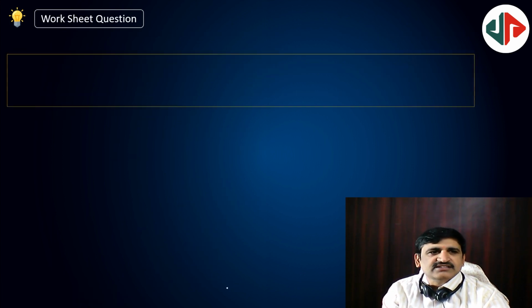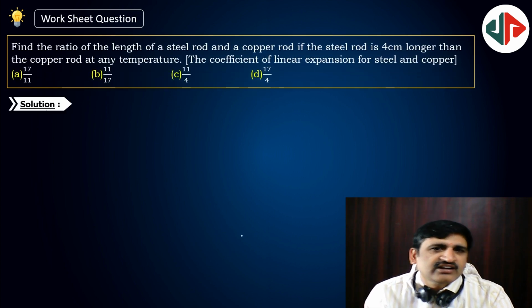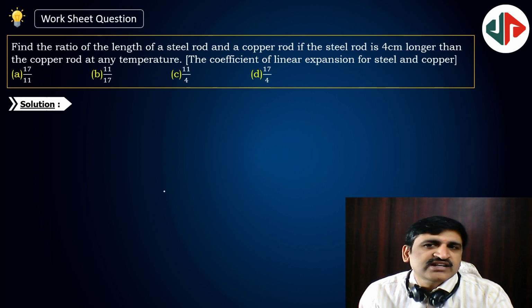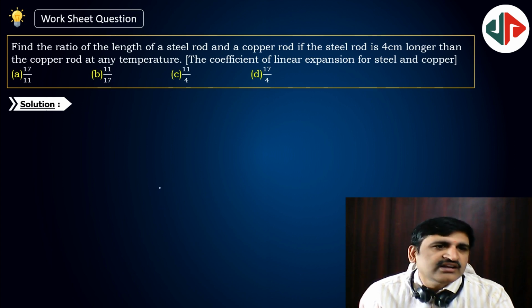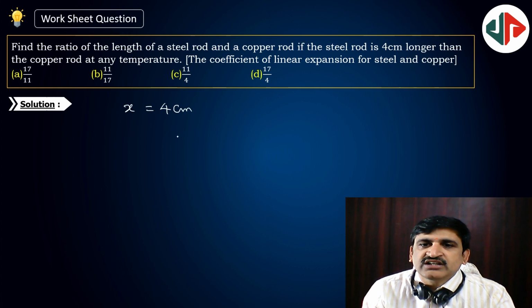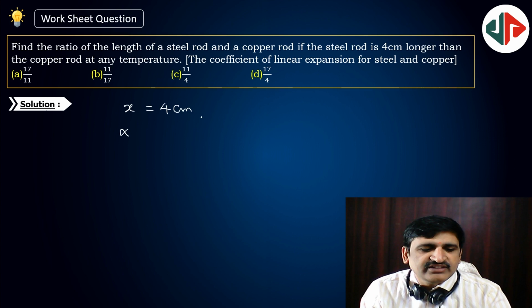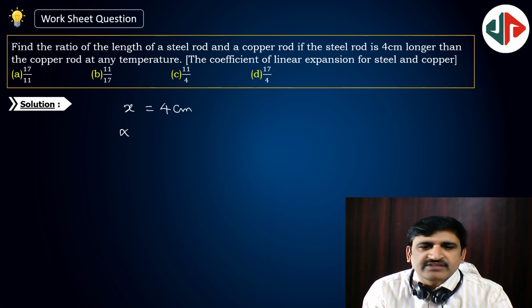Okay, next. Find the ratio of length of a steel rod and copper rod if the steel rod is 4 centimeter longer than the copper rod at any temperature. At every temperature, the difference between the two rods is 4 centimeter. Okay, at any temperature. The coefficient of linear expansion for steel and copper is alpha. He didn't give it, I think it's an incomplete question. I'll fill in these questions. That means data should be given.